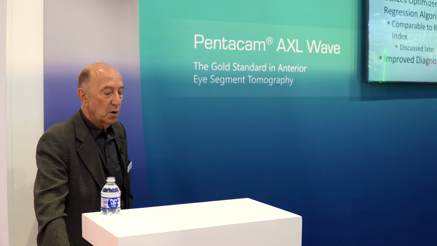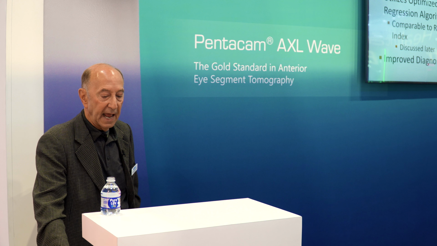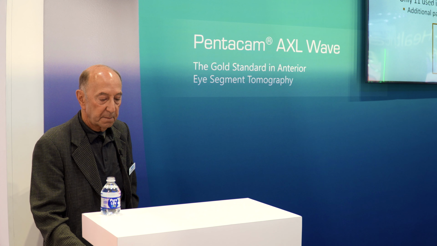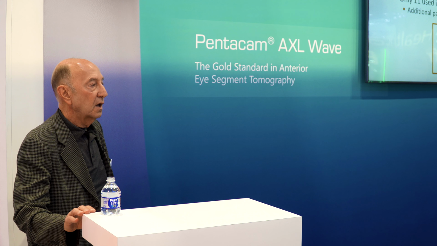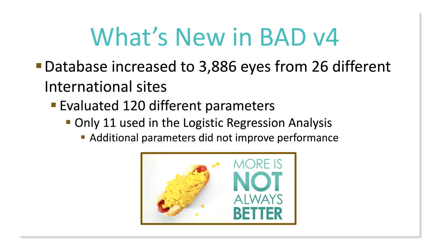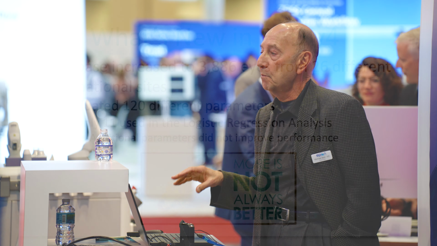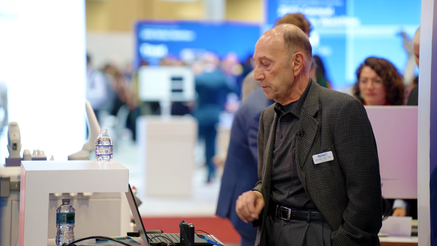In version 4, we'll again have improved diagnostic accuracy. In that optimized logistic regression analysis, we looked at 120 different parameters. As I said, we only utilized those that actually improve overall performance, and only 11 ended up being utilized in the regression analysis. So again, version 1 had 0, version 2 had 5, version 3 had 9, and now this is 11. More did not improve overall performance.